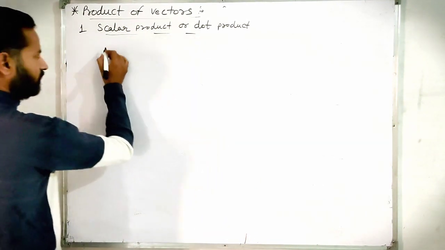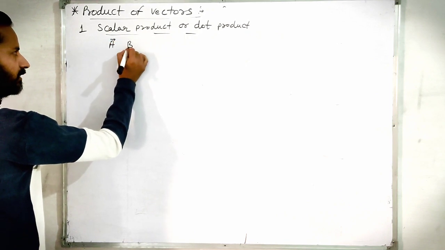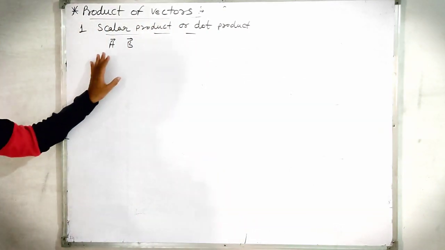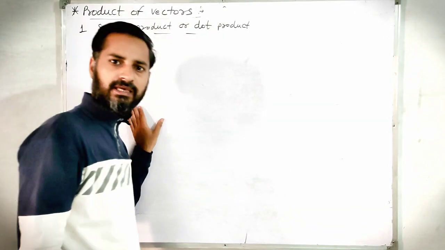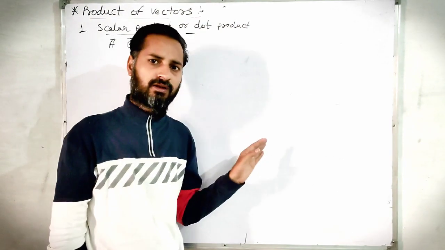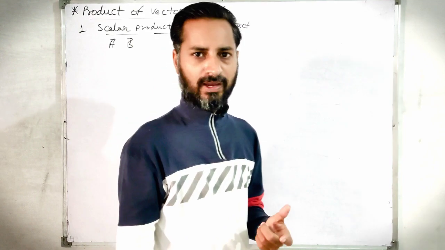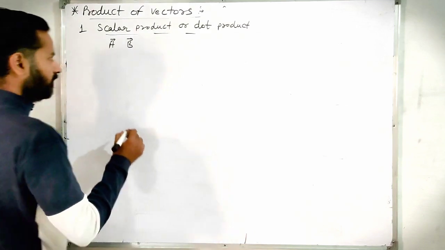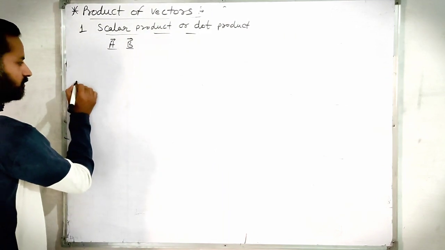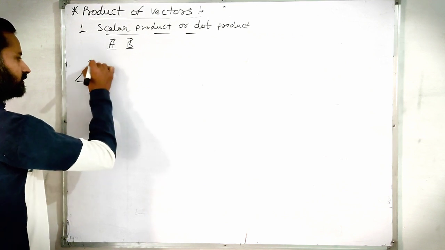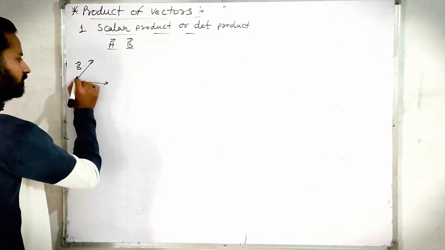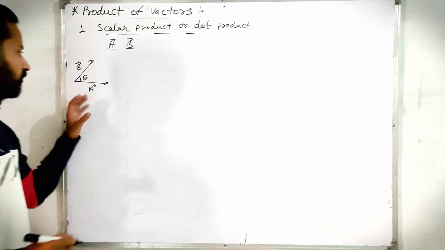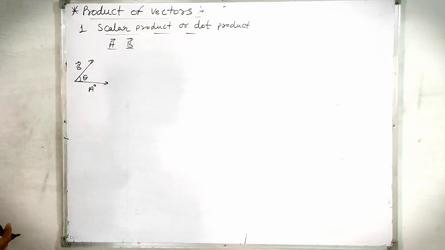For this, let we have a vector A and vector B, and we want to make a dot product. Then the dot product of two vectors will be given by the multiplication of the magnitude of both vectors and the cosine of the angle between both vectors. Let we have vector A and B. This is A and this is B, and the angle between them is theta, and we want to multiply this by a scalar product or dot product.